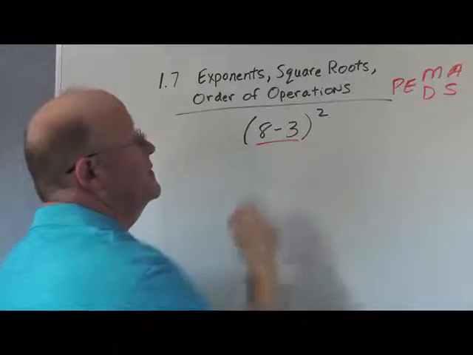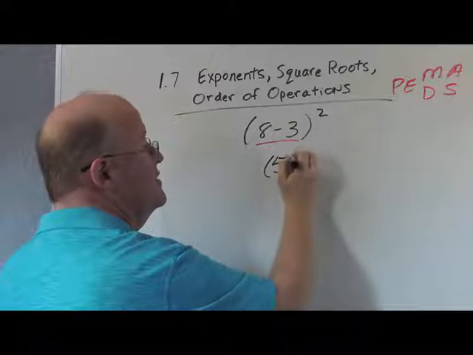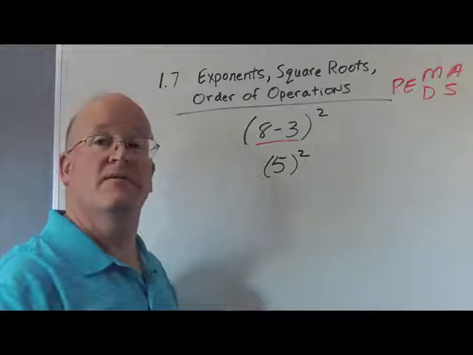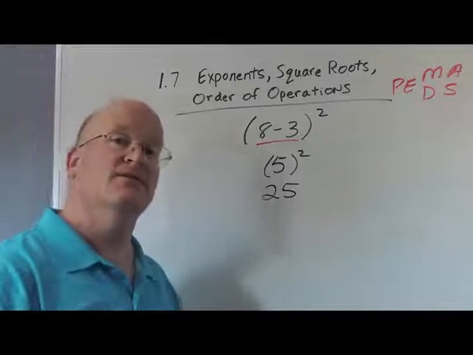So inside this parentheses, we see subtraction. 8 minus 3 is equal to 5, and then that 5 gets squared. 5 times 5 is equal to 25. And that would be the answer to this problem.